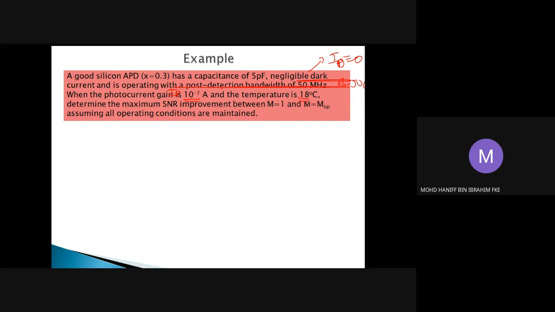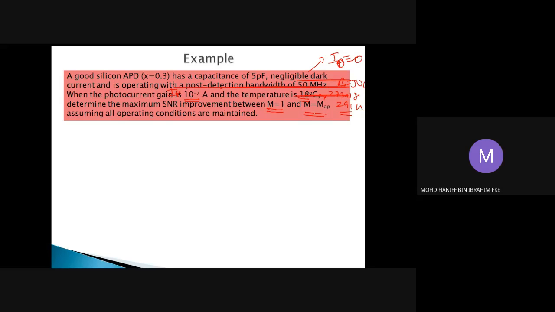The temperature is 18 degrees, so in Kelvin it should be 273 plus 18, which gives about 291 Kelvin. That should be your T. Then determine the maximum SNR improvement between M equals 1 and M equals optimum M, assuming all operating conditions are maintained. This is similar to what we have learned in the previous example, because we need to see the improvement of SNR when M equals 1, which is similar to your PIN photodiode, and for the case of optimum M value.